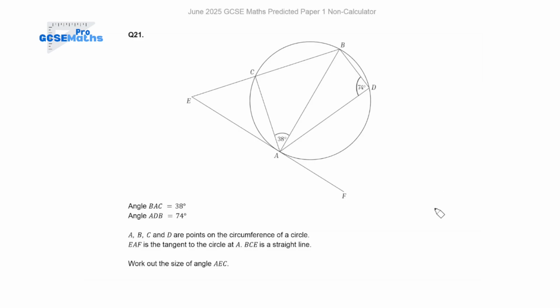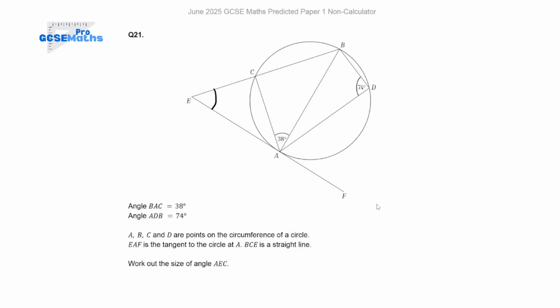Question 21, we've obviously got circle theorems now. So they said the angle BAC is 38 degrees, which you can see, and also ADB is 74. Again, you can see that. A, B, C, and D are points on the circumference of a circle. EAF is the tangent to the circle at the point A, and BCE just happens to be a straight line. It's not a tangent, right? Work out the size of angle ABC, so that's this one here.